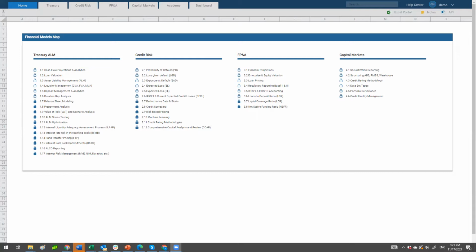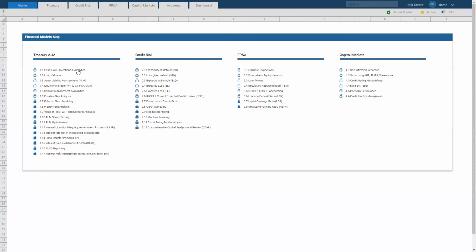We see Treasury ALM, meaning asset liability management. We're talking about credit risk. We're talking about financial planning analysis, capital market, and so on. And within every single department, there are a lot of financial models underneath. To put this into perspective, we're going to head straight into the cash flow and projection analysis model.